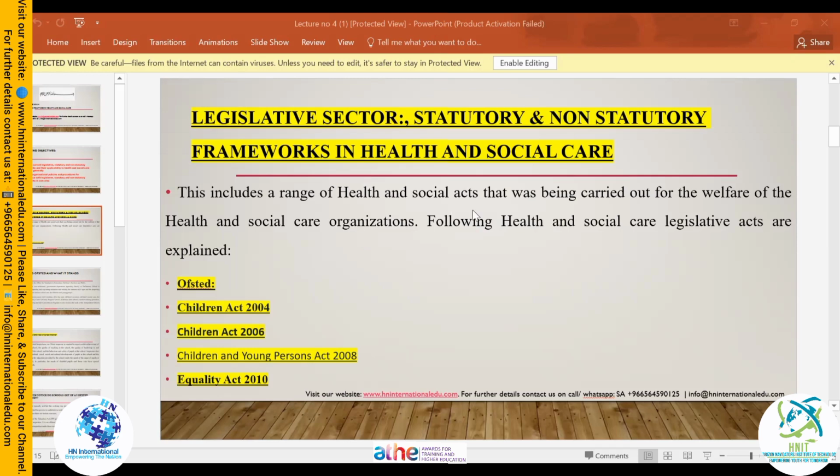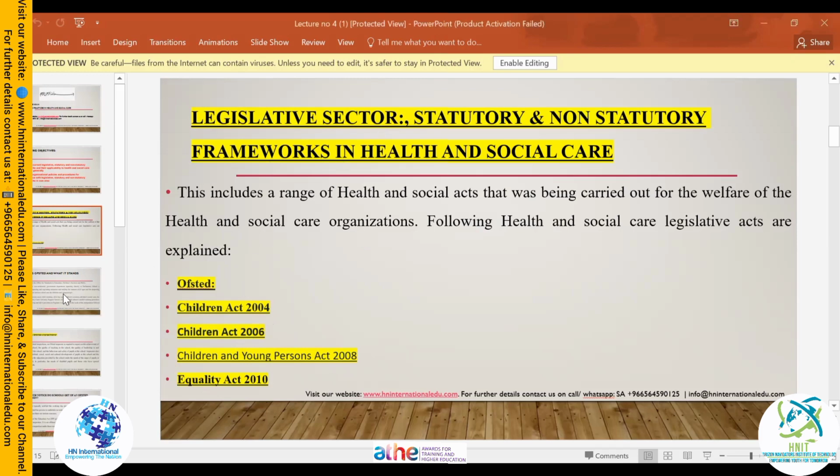So this includes the range of health acts that were carried out for the welfare of health and social care organizations. The following health and social care legislative acts are explained. We will discuss Ofsted, the Children Act 2004, the Children Act 2006, the Children and Young Persons Act 2008, and the Equality Act 2010. As you can see, these laws were carried out over a variety of years. In the present era, these laws are still in practice in some organizations.